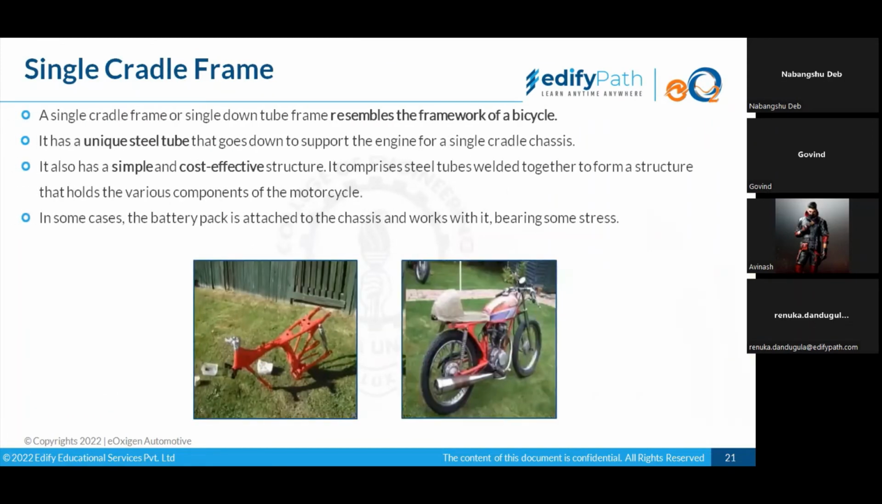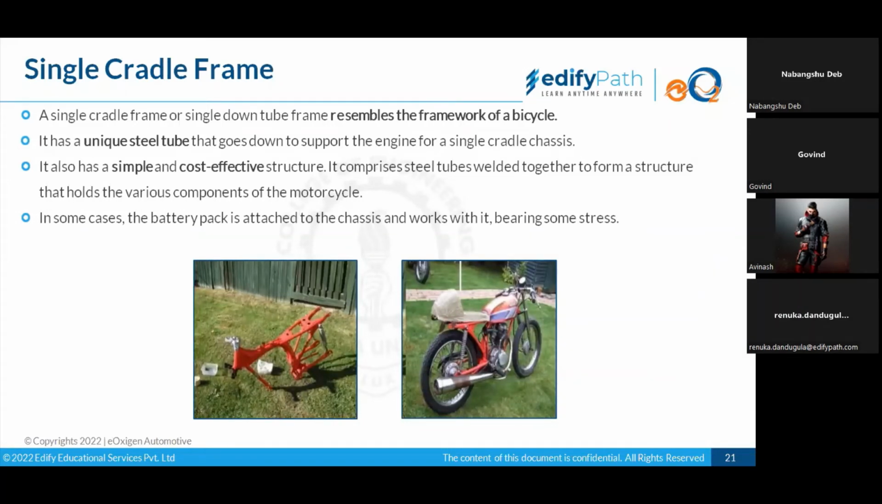Single cradle frame. A single cradle frame is a single down tube frame, resembling the framework of a bicycle. It is a unique steel tube that goes down to support the engine for a single cradle chassis.